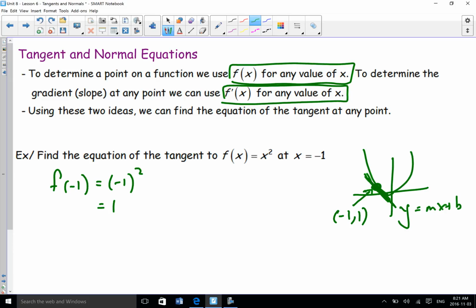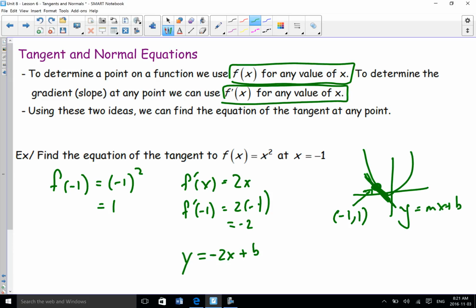I also need to know the slope at that point. So that means I need my derivative. The derivative of x squared is 2x. And that's the slope at any point on this curve. I specifically want the slope at -1, so we'll plug in -1. We'll get -2. So if I want to find the equation of that line, the mx plus b of it, I know y equals m, it's -2, plus some b.